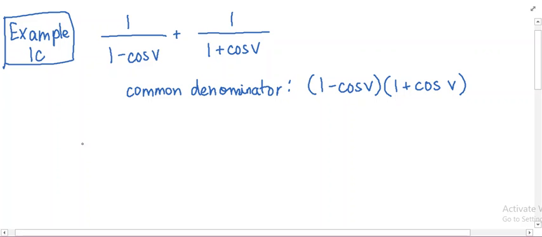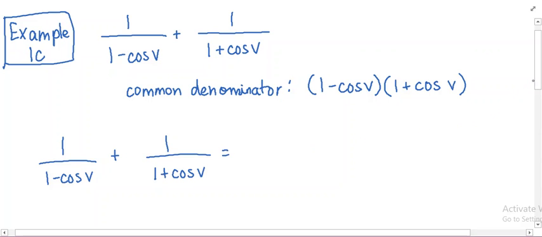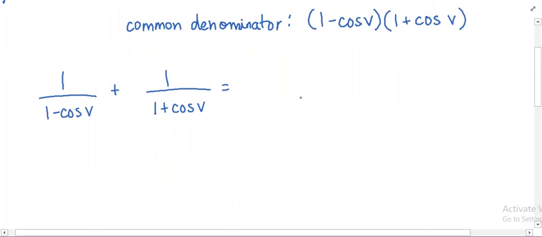What we're going to do here is not work up here. I'm going to just come down here and start jotting things down. So I have 1 over 1 minus the cosine of v plus 1 over 1 plus the cosine of v. Again, we're going to start generating equivalent expressions here. We know our common denominator. I'm going to work with this first fraction, 1 over 1 minus the cosine of v. I need the denominator to be 1 minus cosine of v times 1 plus the cosine of v. So I'm going to have to multiply the bottom by 1 plus the cosine of v, and this is going to have to go in parentheses.